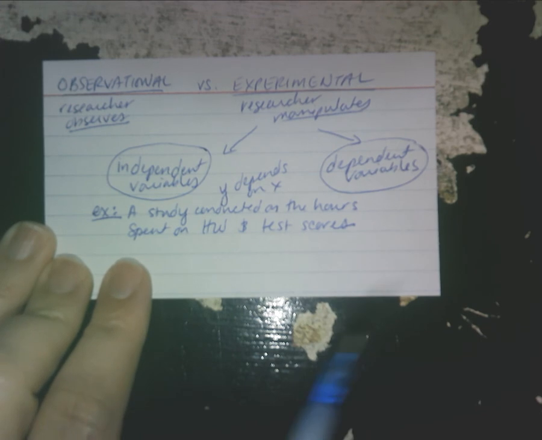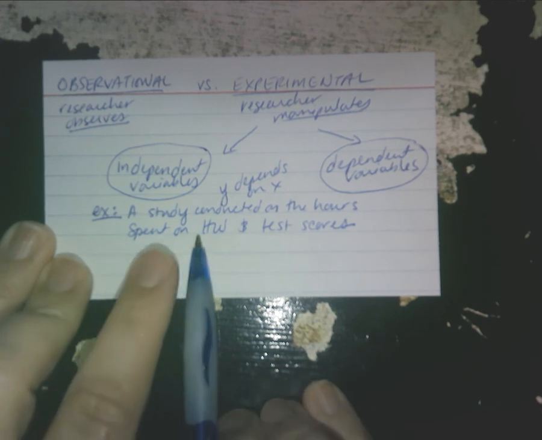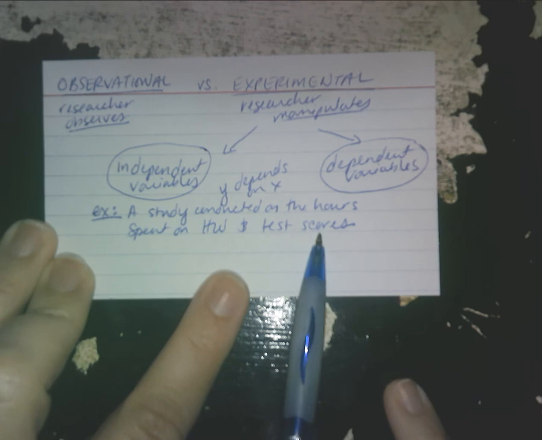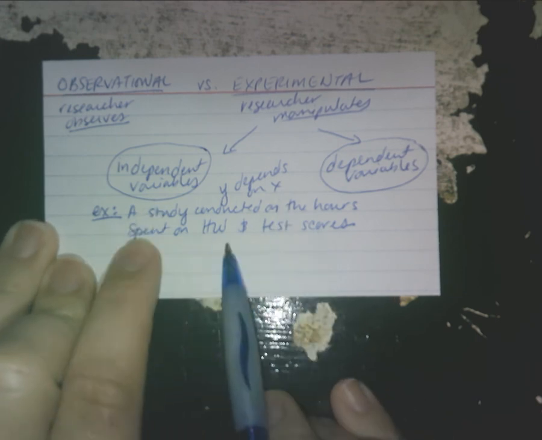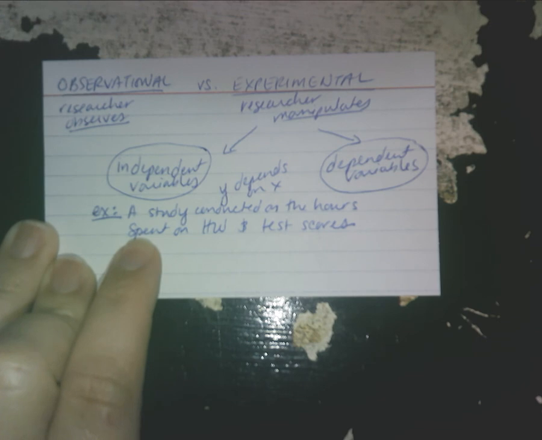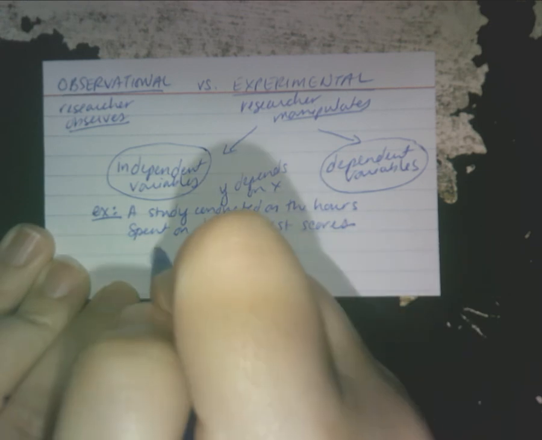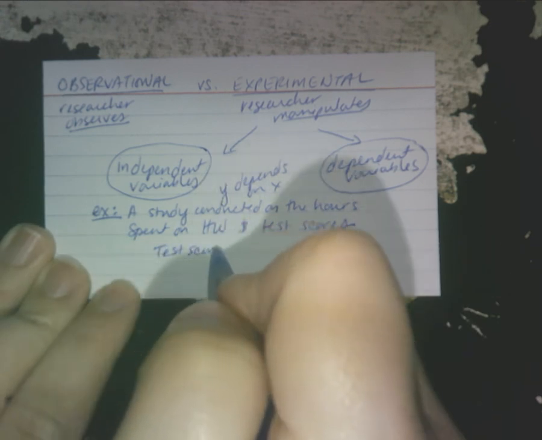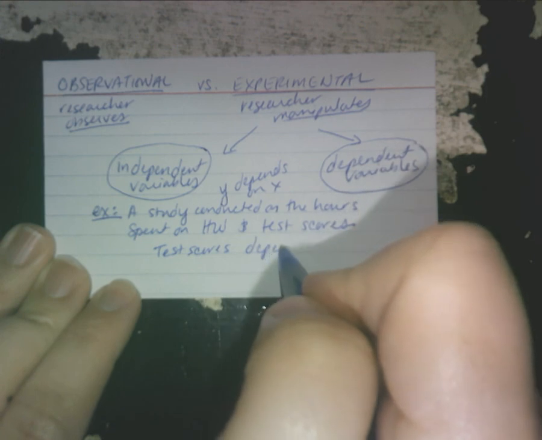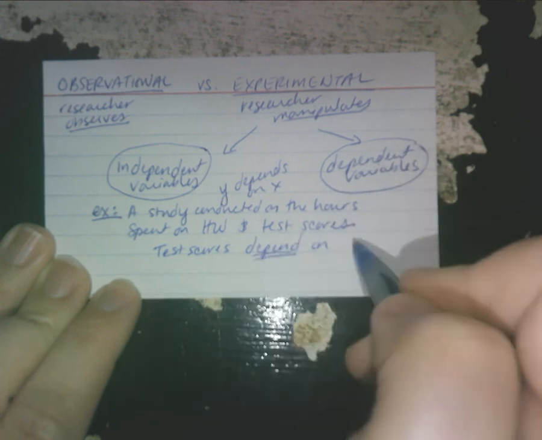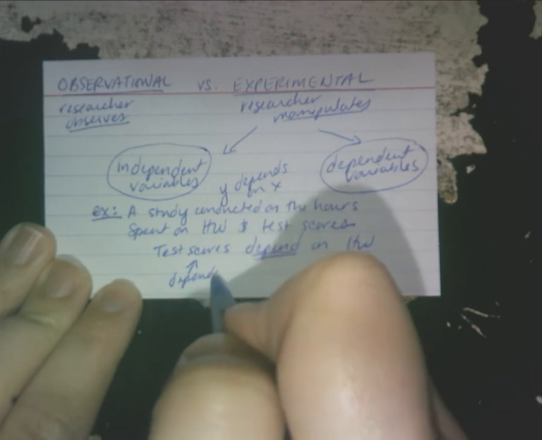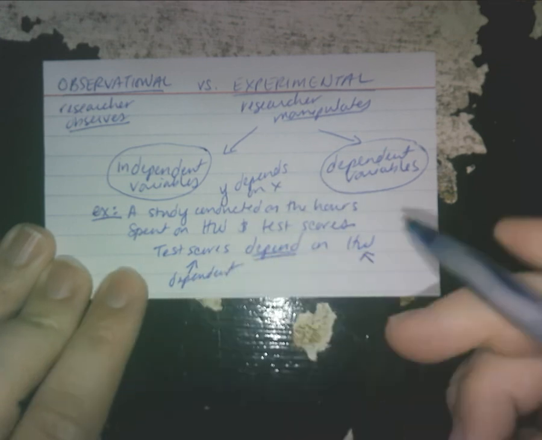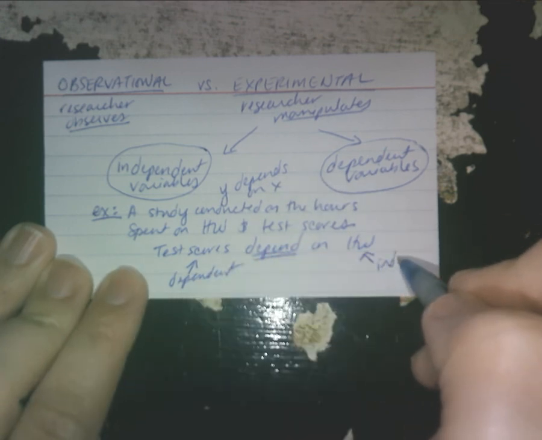Let me say that again. Does spending time on homework depend on my test scores, or do my test scores depend on my homework? Test scores and then homework. That sounds better, doesn't it? Right? Okay, so test scores depend on homework. So this must be the dependent, and this one must be the independent.